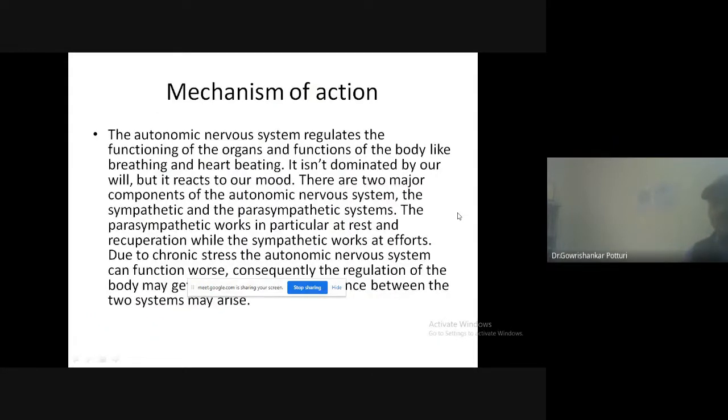Now, what is the mechanism of action of this biofeedback? The autonomic nervous system regulates the functioning of organs and functions of the body like breathing and heartbeat. You all know, our breathing and heartbeat are all autonomic. It isn't dominated by our will, but it reacts to our mood.